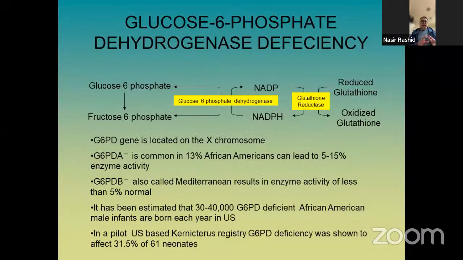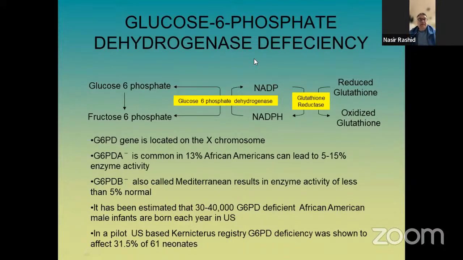I'm not going to go into the full pathway of glucose-6-phosphate dehydrogenase, but what it does is stabilize the red blood cell membrane by converting NADP into NADPH. This enzyme is located on the X chromosome. So a female child cannot have G6PD deficiency, remember that. In the male population, depending upon the ethnic group, they can have a certain degree of G6PD deficiency.